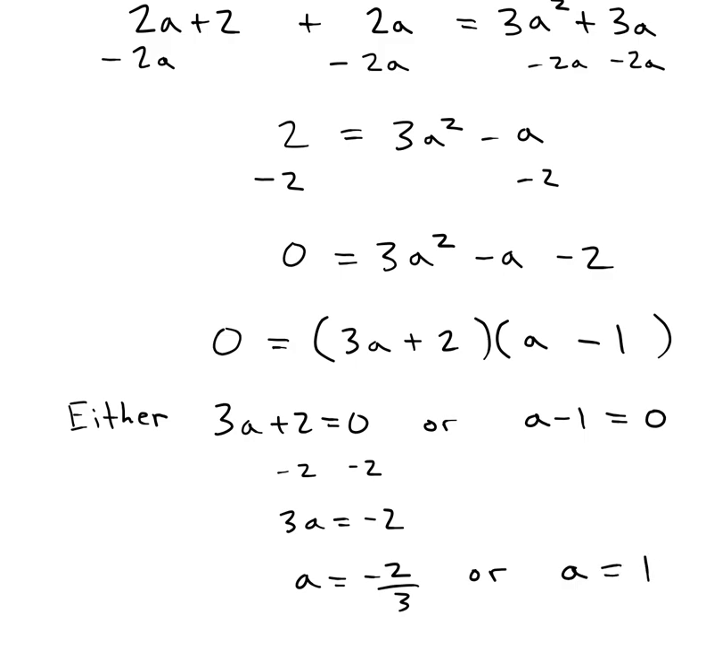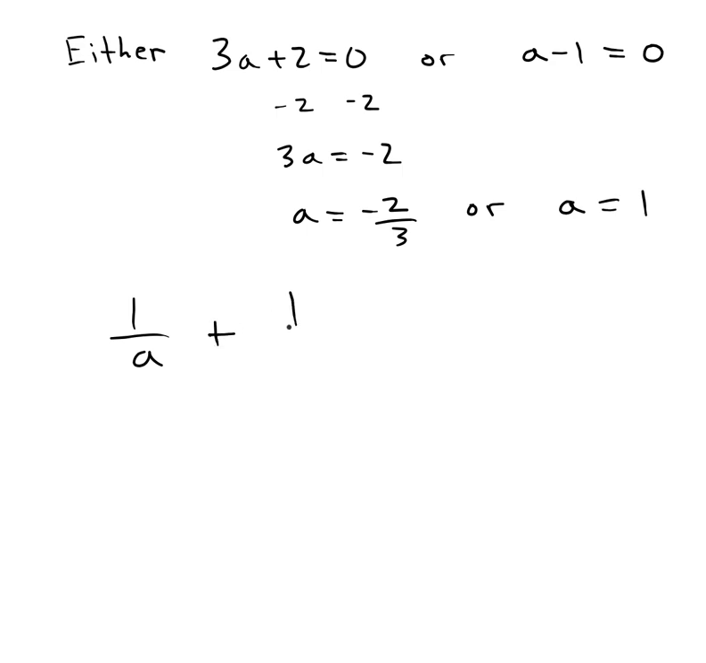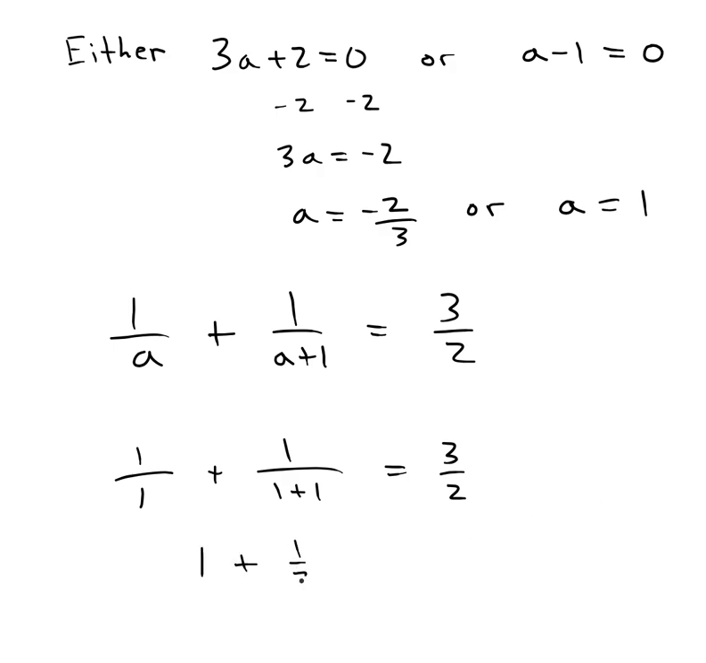Now we have to check our solutions to make sure that they work. Maybe one of them will work, or both of them, or maybe none of them will work. So the original equation was 1 over a plus 1 over a plus 1 equals 3 halves. Let's plug in the 1 first. That's the easier of the two. One plus 1/2 is 3 halves. That's true. So we know a equals 1 is a valid solution.